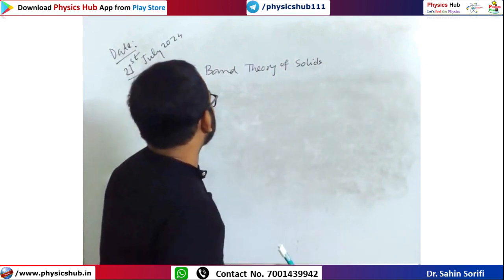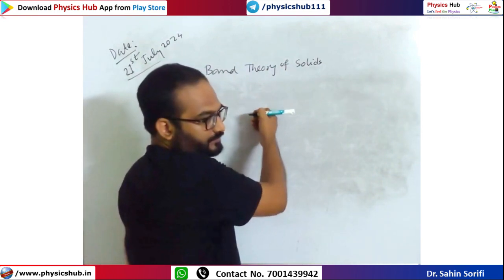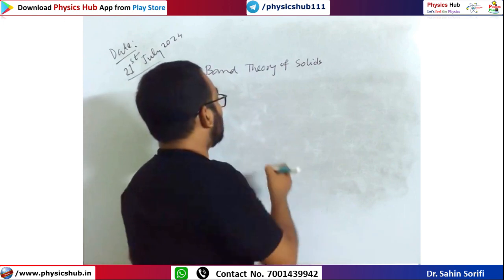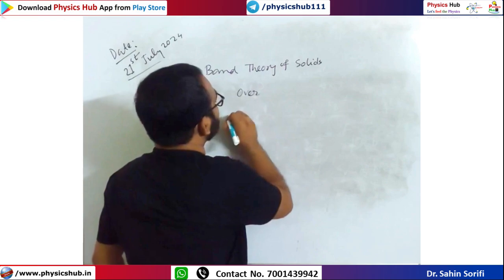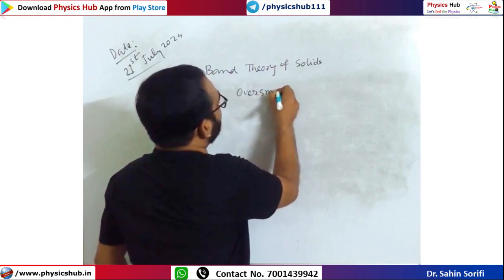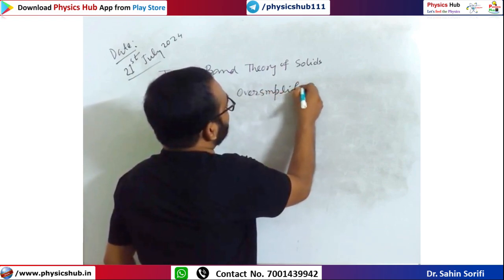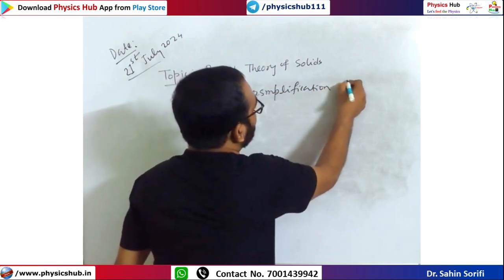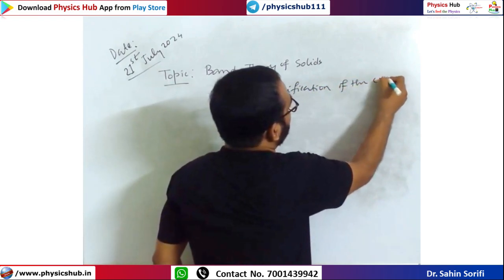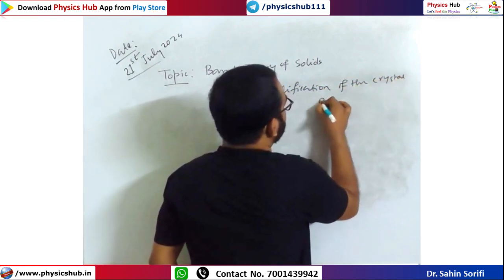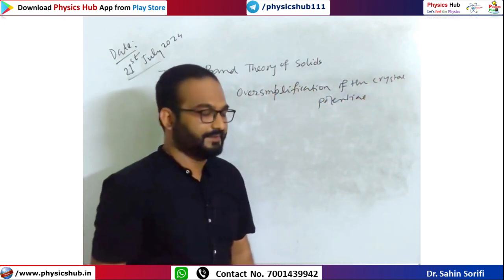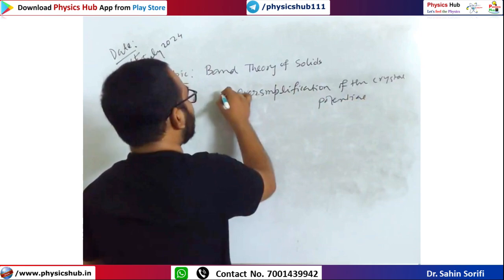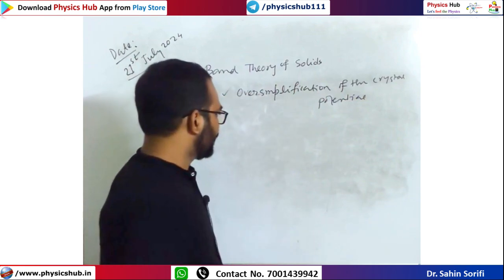So what went wrong was the oversimplification of the crystal potential. What was the problem? Oversimplification of the crystal potential. Crystal potential here is the potential offered by the ions primarily. Now let me tell you why this is the problem.